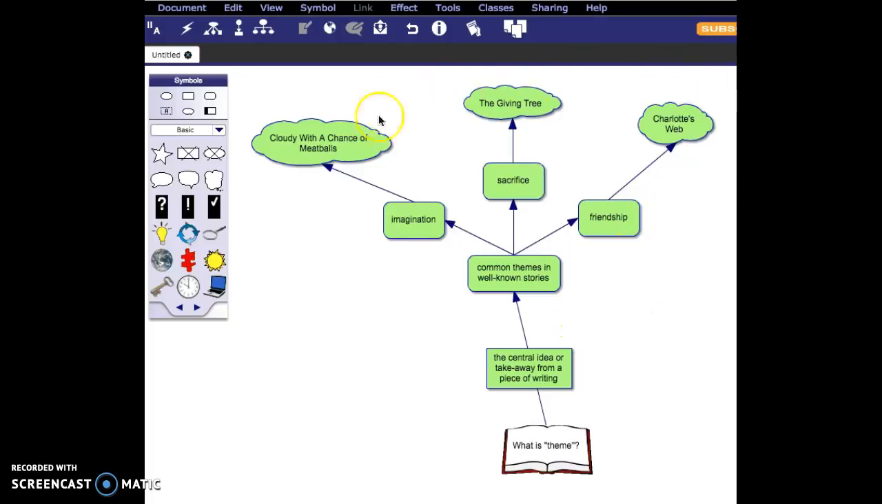So this concept map overall helps students break down what theme is. By going through the definition and then the common themes, students can see physically the different ways that the theme can be broken down, and here are the different examples of common themes that we see in literature. Concept maps are very useful for students because it's a physical way for them to see ideas and how they're broken down. So they're very effective and useful in the classroom.